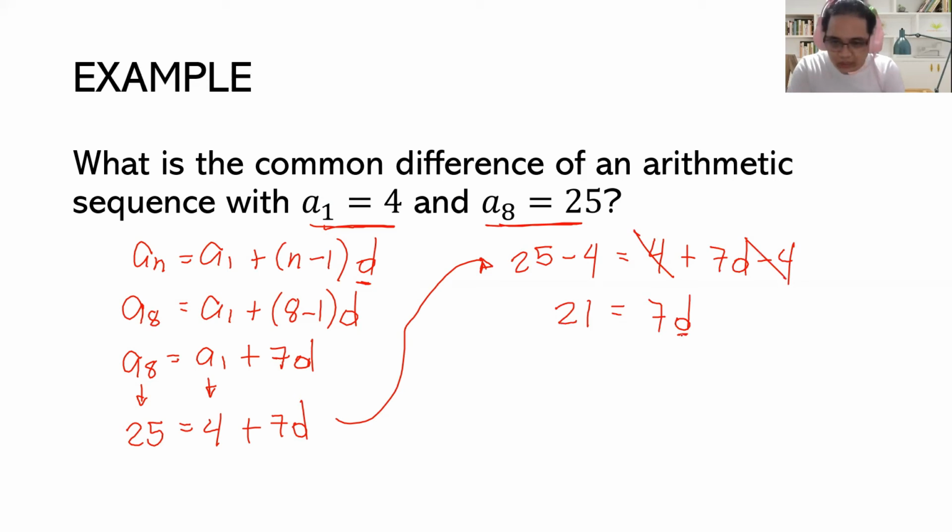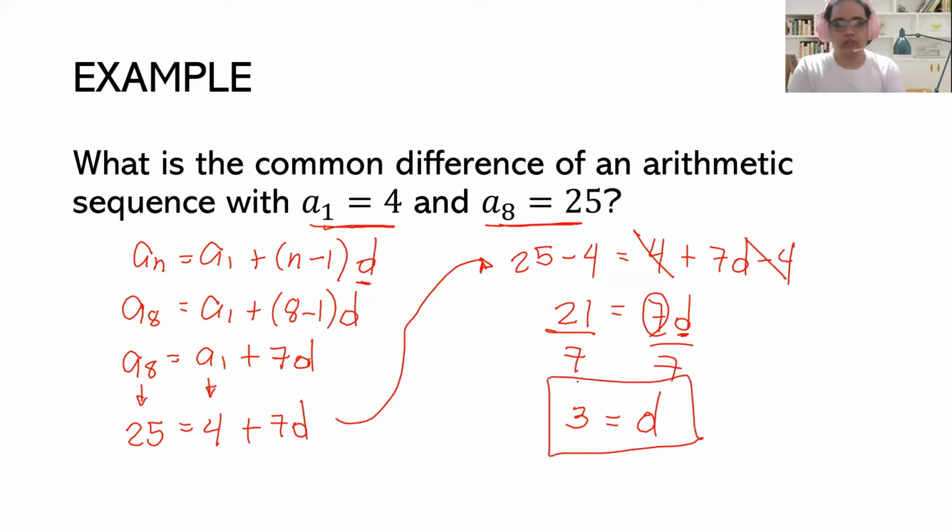Since d yung kailangan natin, we need to eliminate 7. So we need to divide by 7. So we have d equals 3. So therefore, the common difference is 3.